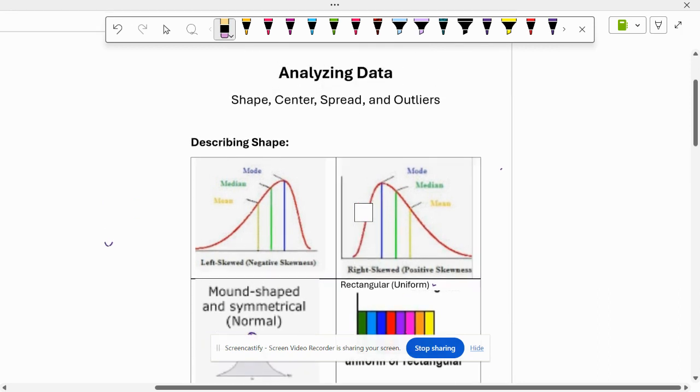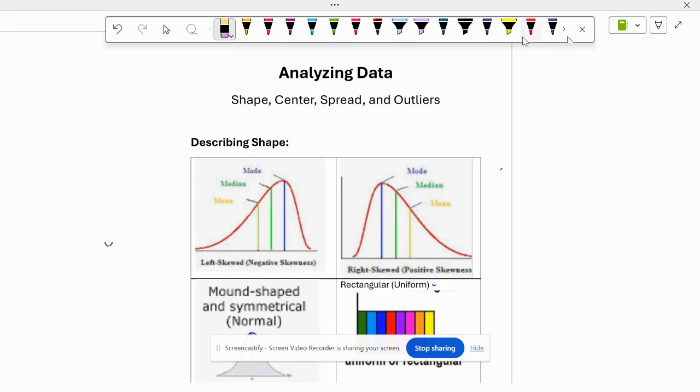Okay. So when we talk about analyzing data, on Monday we talked about graphical representations, and the whole concept of statistics is that you're able to look at data presented in different ways and analyze it. Okay. So we analyze data using the shape.